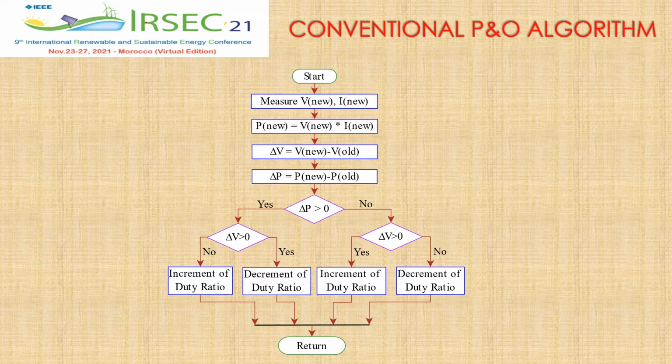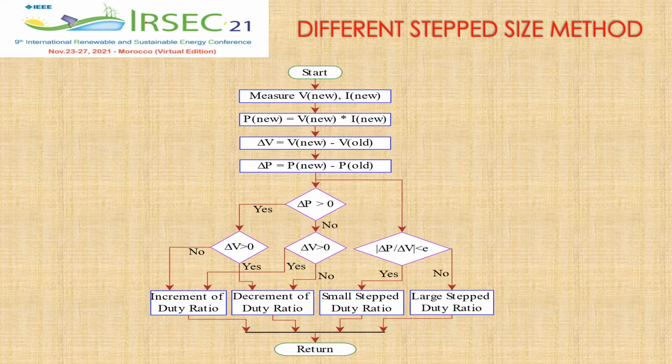If power increase by increasing voltage, duty cycle requires to decrease. If power increase by decreasing voltage, duty cycle requires to increase. Alternatively, if power decrease by increasing voltage, duty cycle require to increase, and if power decrease by decreasing voltage, duty cycle require to decrease.